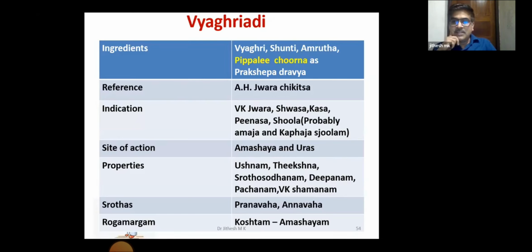Why can't he include this also? Instead of 3 drugs, why can't he include Vyagri, Shundi, Amrita plus Pipali as a Kashaya in the Kashaya itself? There is a great logic. The indication of this yoga is nothing but Jwara.